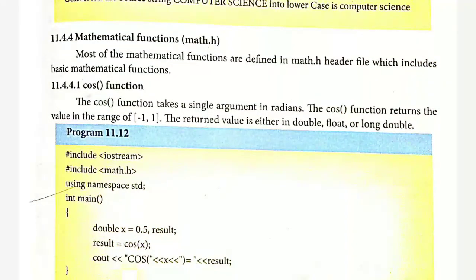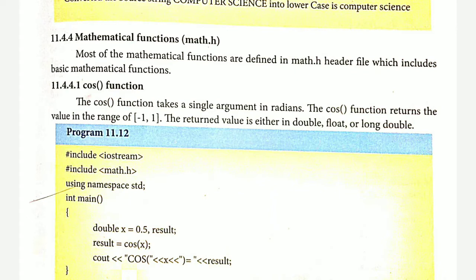In the mathematical functions there are two functions, which are cos and sine. You can see that the cos function takes a single argument in radians. Radians means it can be in a degree form or in the radian form. The cos function returns a value in the range from -1 to 1. The return value is either double, float, or long double.